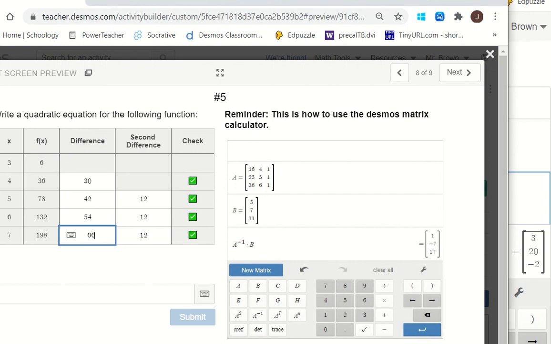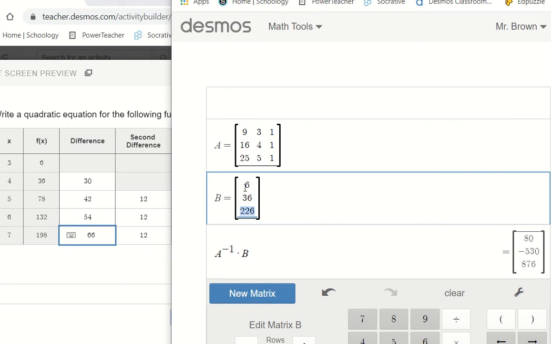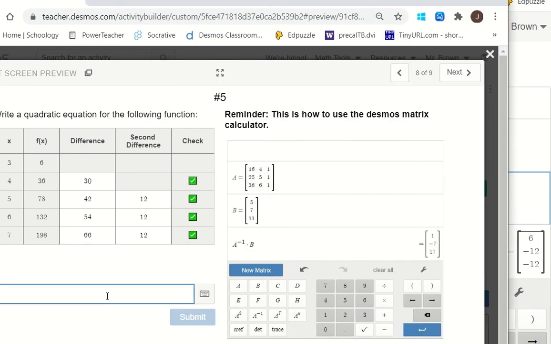All right, for our equation, again, I'm just copying the x values in. 3, 4, 5. So 9, 16, 25. And then this is 6, 36, 78. So then this should be 6x squared minus 12x minus 12. Oh no, I didn't write f of x. It's like Simon says.